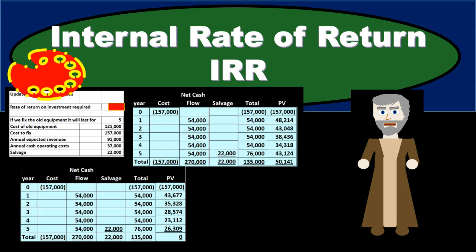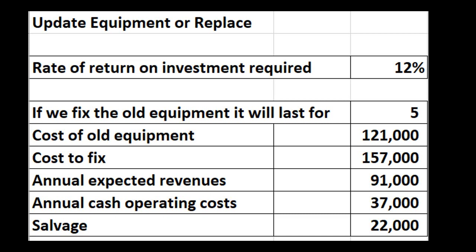In this presentation, we will take a look at the internal rate of return, or the IRR. This is going to be our information scenario, being that we're going to be updating a piece of equipment. We're going to be starting out with a rate of 12%. This is going to be the required return on investment. We'll first calculate this with the required return on investment, in other words, a discount rate.